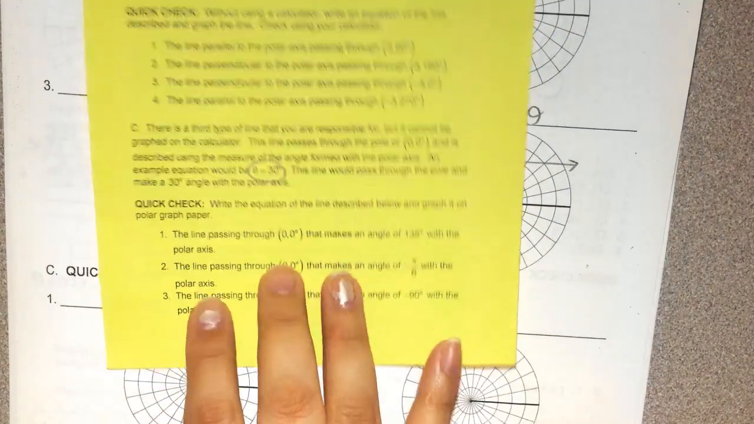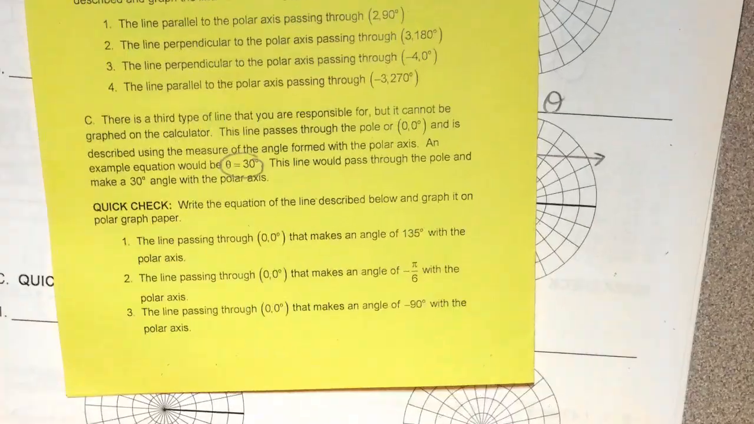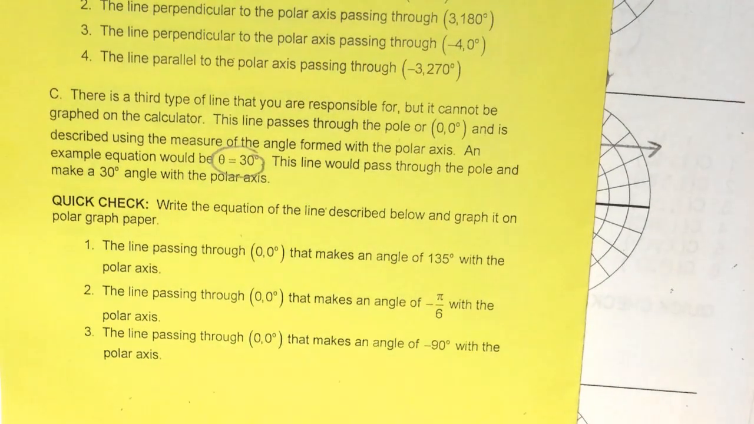I'm now going to read part C to you, so just look at your yellow sheet or look up. There's a third type of line that you are responsible for, but it cannot be graphed on a calculator. This line passes through the pole, or 0, 0, and is described using the measure of the angle formed with the polar axis. An example equation would be theta equals 30 degrees. This line would pass through the pole and make a 30-degree angle with the polar axis.